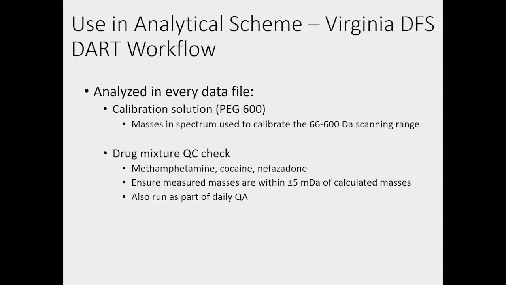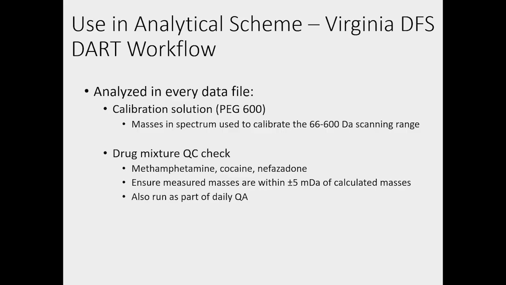Okay, so now I'll talk about how we use it in our workflow, because we do use it a little differently from Amber. But similarly, in every single data file, we'll have our calibration solution. So we use PEG 600, and the scanning range that we use is 66 to 600 Daltons. And so we'll use the PEG to calibrate the masses across that scanning range.